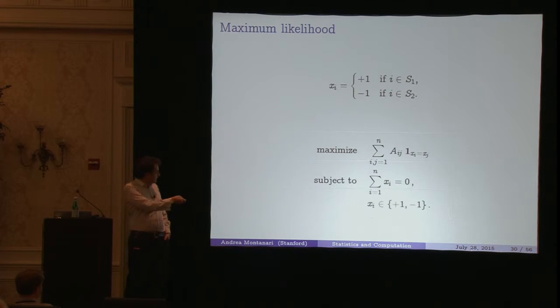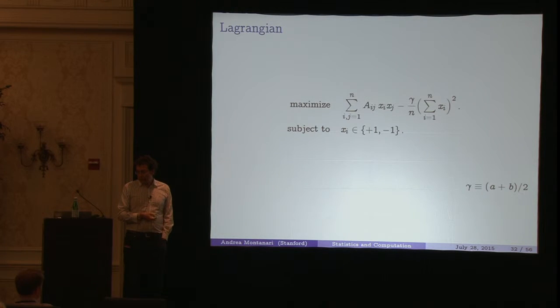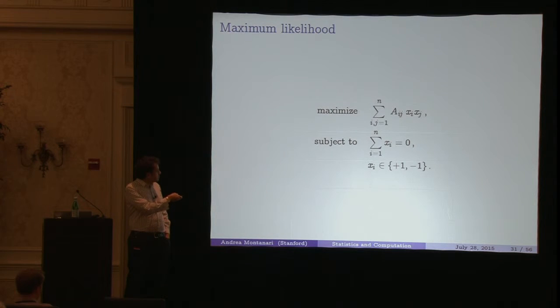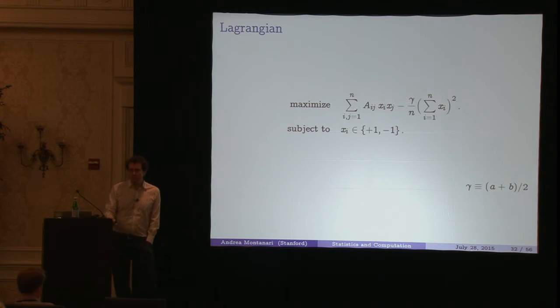Okay, so if you rewrite this in terms of x_i times x_j, this is equivalent to maximizing this quadratic form subject to this balance constraint and this plus minus 1 constraint. I actually want to get rid of this constraint, so what you can do is add it as a Lagrange multiplier. So I subtract a constant times the sum of x_i squared. If this constant is big enough, this kills all unbalanced partitions. And in fact, it turns out that the right constant to set is the average degree. I will not go into detail why that is true, but trust me, and we can talk about it.